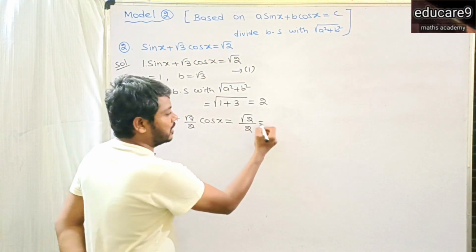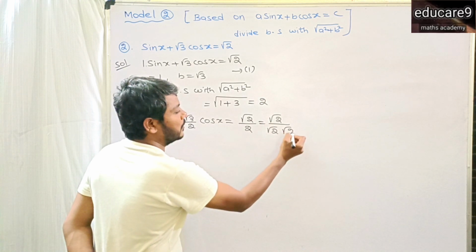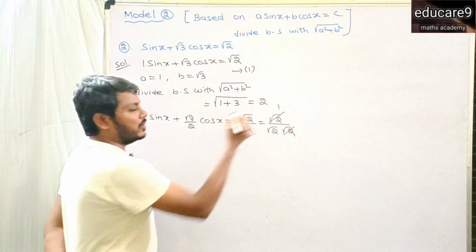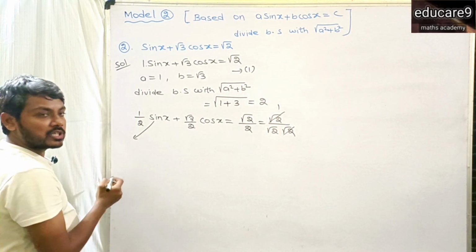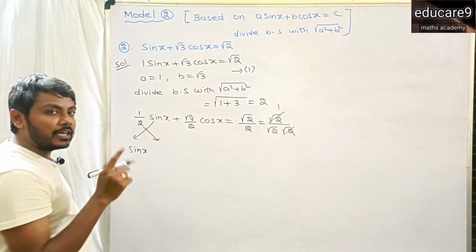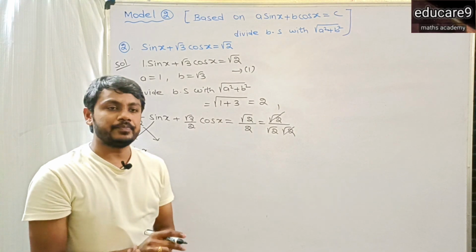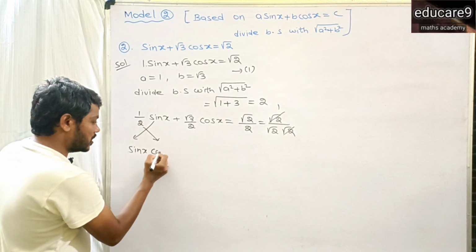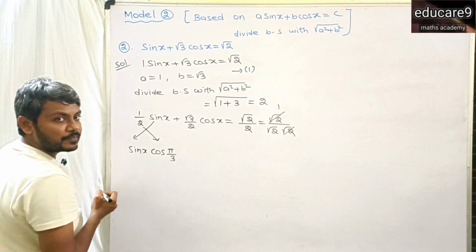So again, denominator 2 can be written as root 2 into root 2. So one of the root 2 gets cancelled. Now clearly, we can write first sin x. This 1 by 2, write in terms of cos. We know that cos 60 value is 1 by 2. That is cos 60. 60 means 180 by 3.